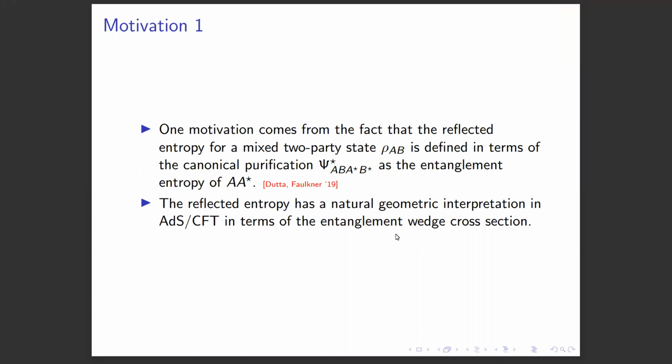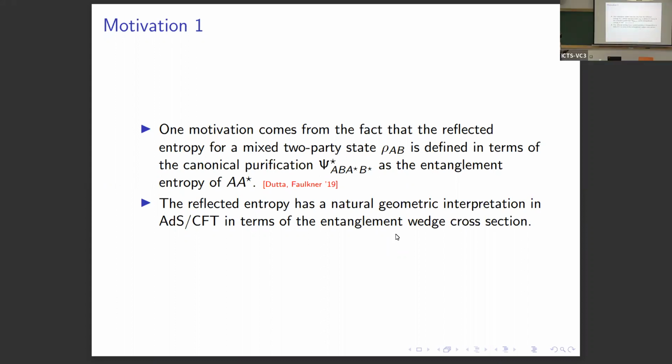Sorry, what is rho AB? At this point, rho AB is a mixed state on the Hilbert space AB. But what are A and B? There are two Hilbert spaces, the two factors, let's say. Ah, two spaces. Okay.